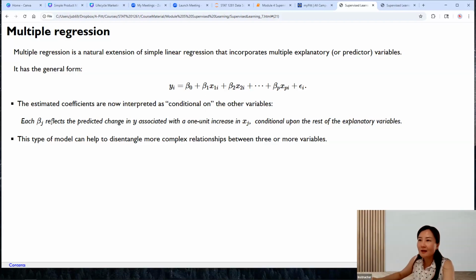Each beta j reflects the predicted change in y associated with a unit increase in xj, conditional upon the rest of the explanatory variables. So holding everything else the same as a constant. Don't change the other x values, only change xj. So it's kind of like a marginal effect of xj on y. That is the interpretation of beta j.